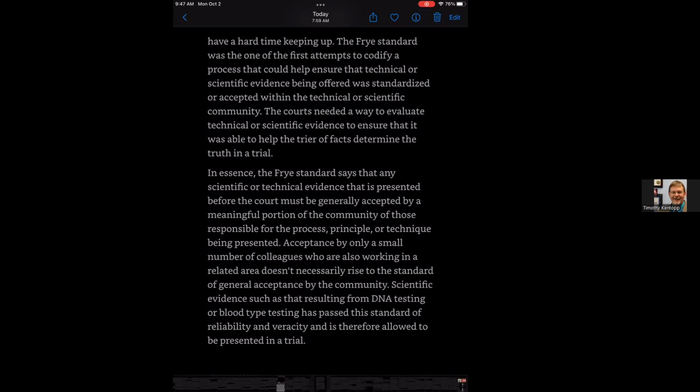is the idea that you can use scientific evidence in a court of law, provided that a community helped to establish the standards of what it is and how it's interpreted. So scientific or technical evidence that's presented before the court must be generally accepted by a meaningful portion of the community of those responsible for the process, principle, or technique being presented. So Fry established the admissibility of technical evidence.